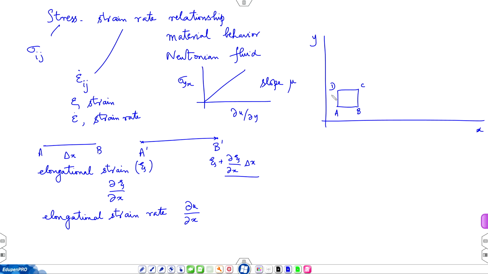Okay, and we think of the position of this element after the passage of some small time increment delta t. It is going to deform. Why is it going to deform? Because there is a stress field around.